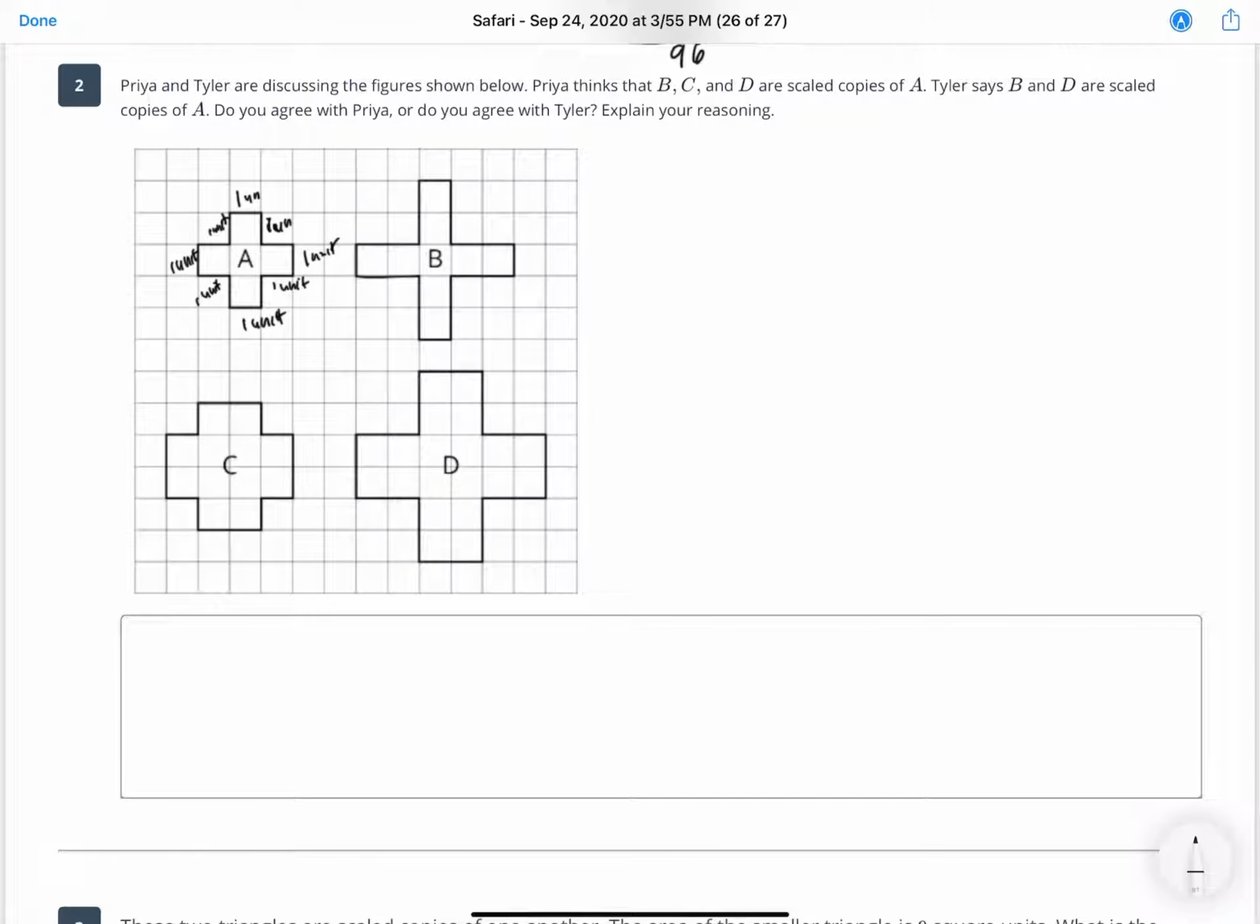So I want to find out which one is the scale copy. So she thinks it's B, C, and D. So all the other ones are scale copies. And Tyler says it's B and D. So on your test, if you said that neither were correct, you were absolutely right. So you would write down, or you should have written down, neither Priya or Tyler are correct. And here is why, okay?